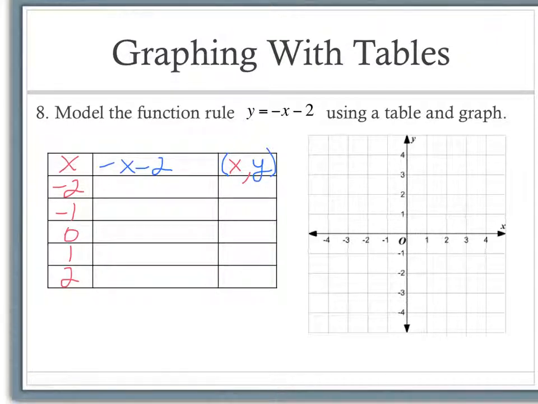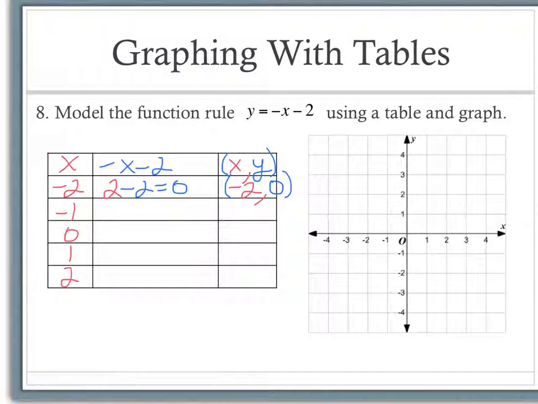Alright, so substituting again. Now, if you notice there's a negative sign in front of x, remember that negative sign also means take the opposite of your x value. So if x is negative, it's actually going to make it positive. So I'm going to plug in a positive 2 minus 2, and I get 0. So our first ordered pair is negative 2, comma, 0.